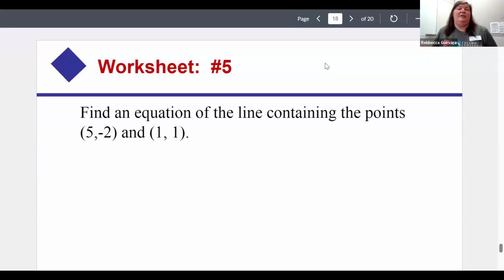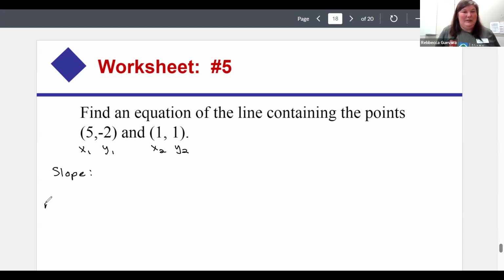So find the equation of a line containing the points 5, minus 2, and 1, 1. We'll make this x1, y1, and x2, y2.